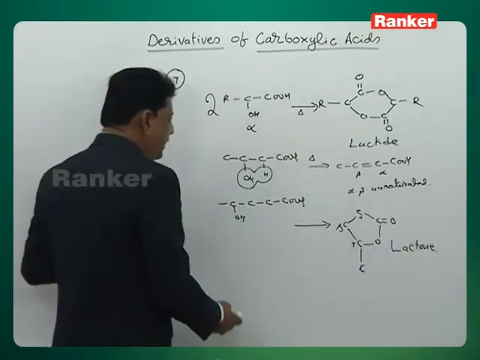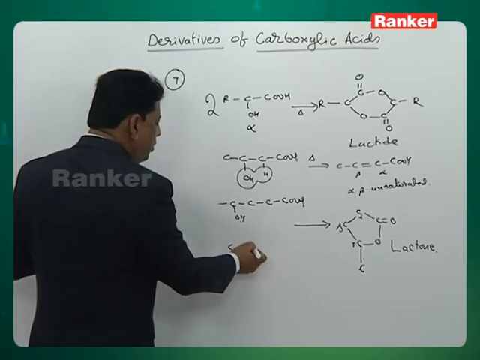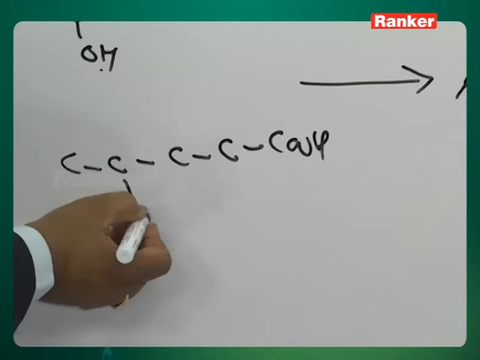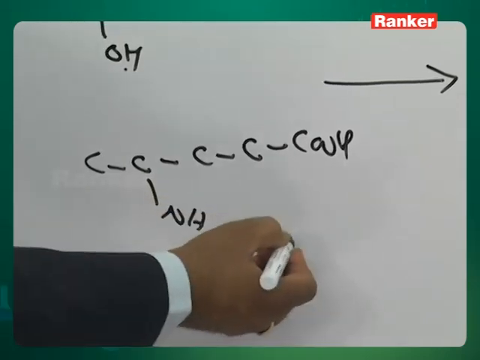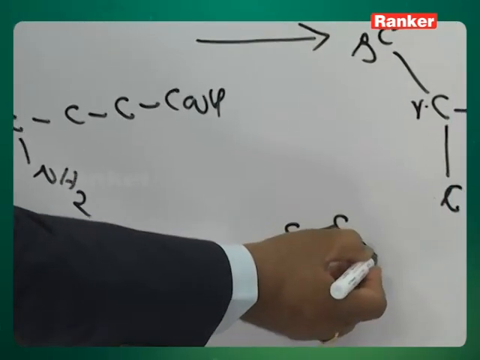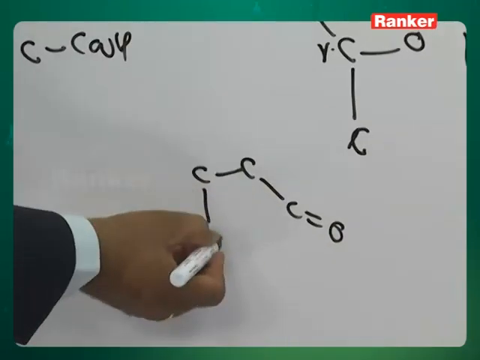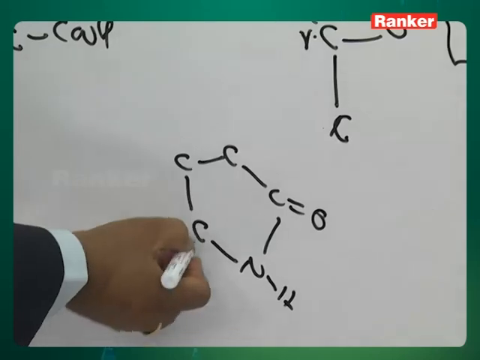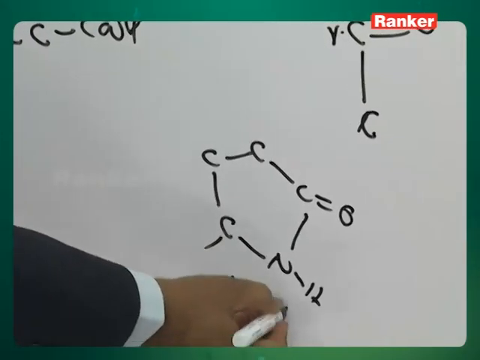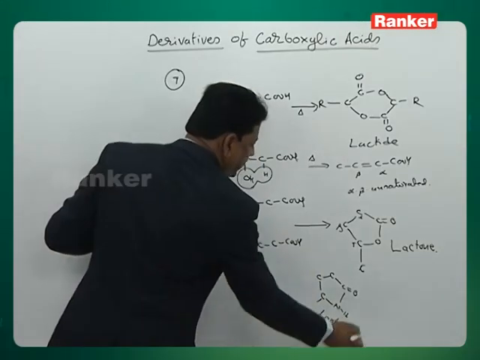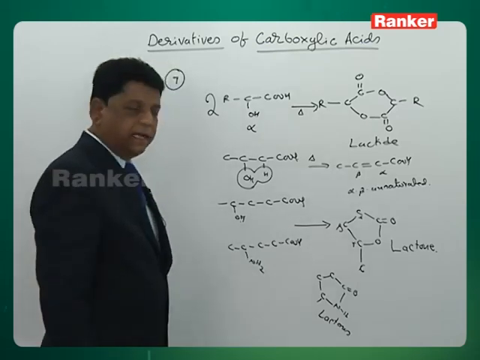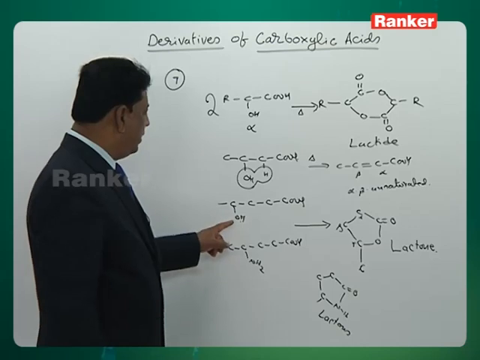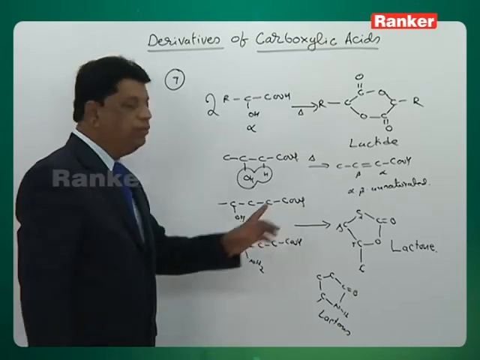A similar type of reaction occurs with amino acids also. When the amino group is at the gamma position, you will get cyclic amides. They are called lactams. Cyclic amides are lactams, and cyclic esters are called lactones. From gamma onwards, you get a lactone.